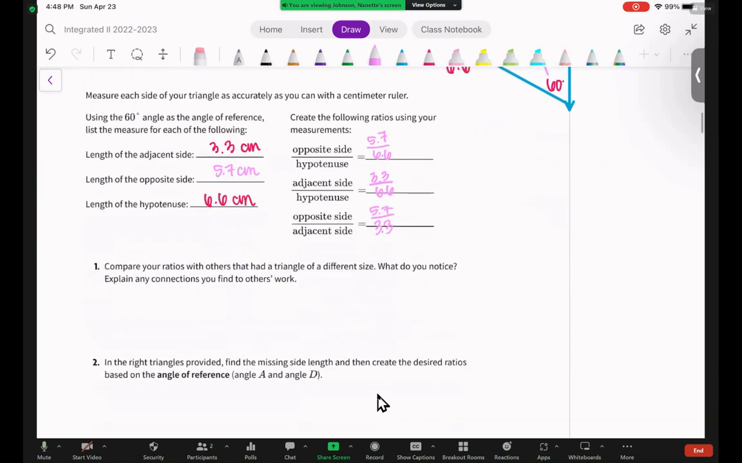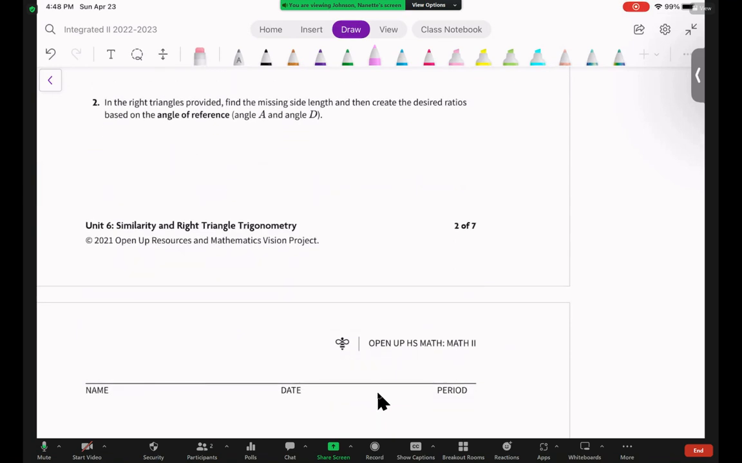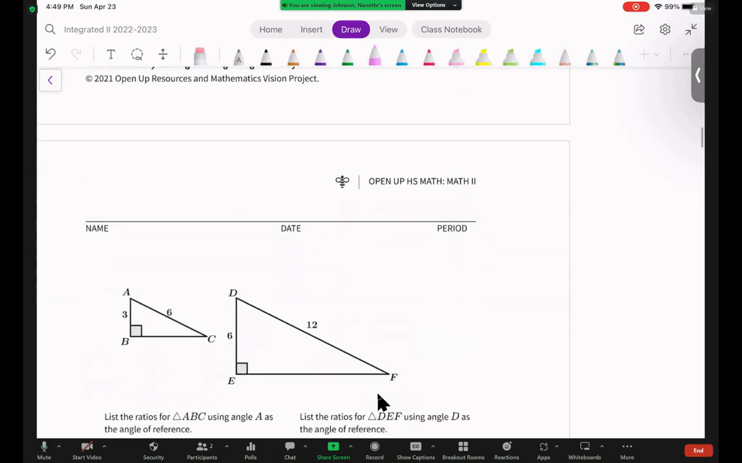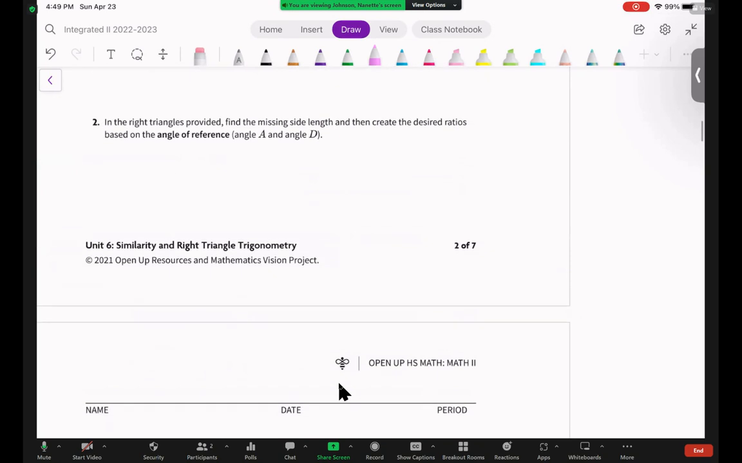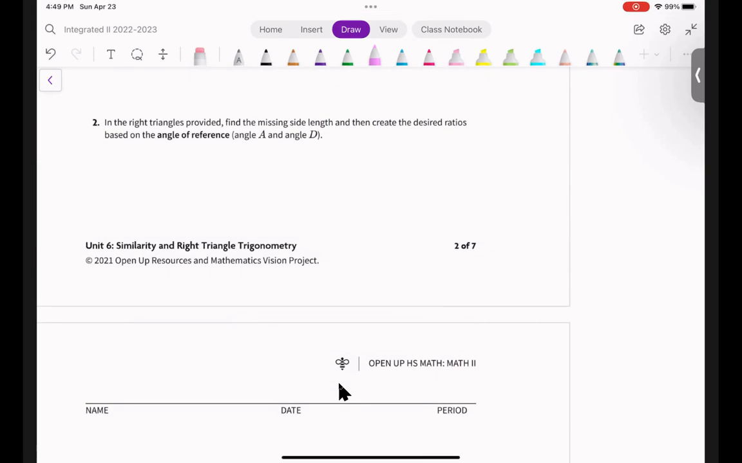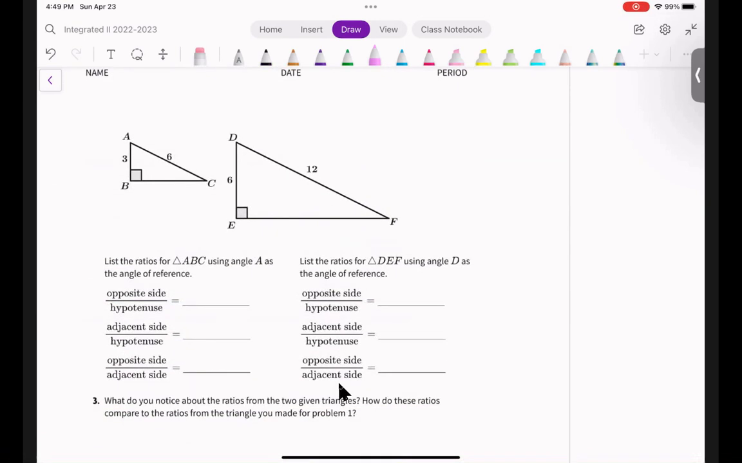Okay. In the right triangles provided, find the missing side lengths and then create the desired ratios based on the angle reference. So this is a pretty big deal. So it says, again, I'm going to read the directions again. In the right triangle, find the missing side length and then create the desired ratio based on the angle reference. Okay, so one more time.